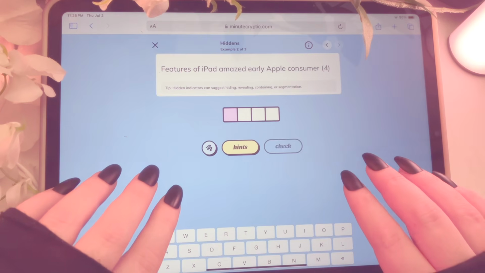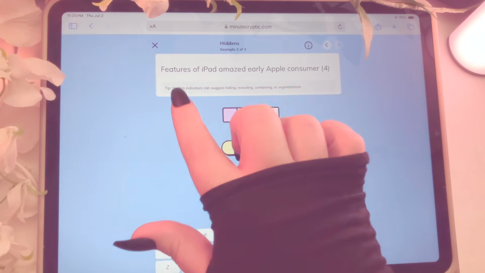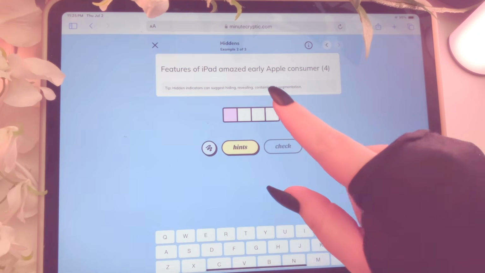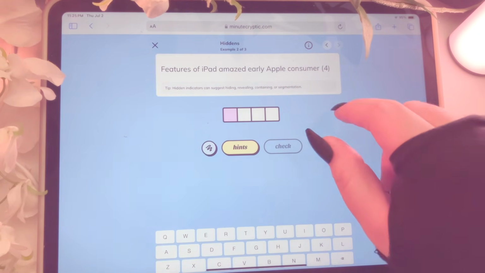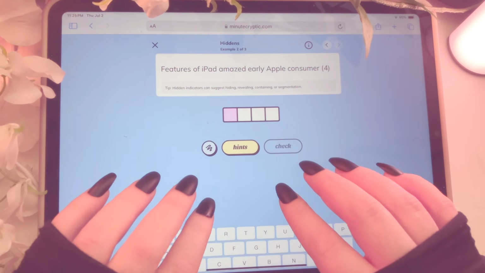Let's look at the next one here. Features of iPad amazed early Apple consumer. And it's 4 letters.